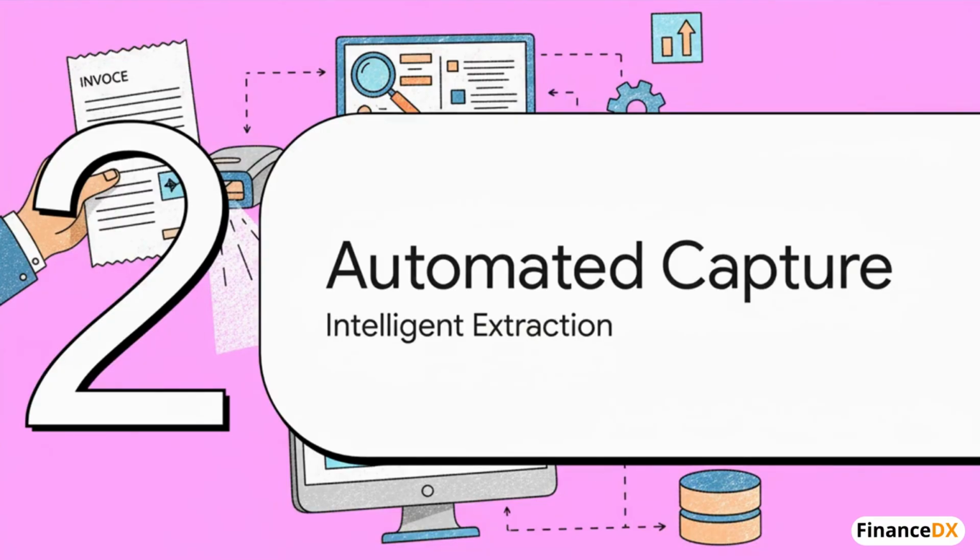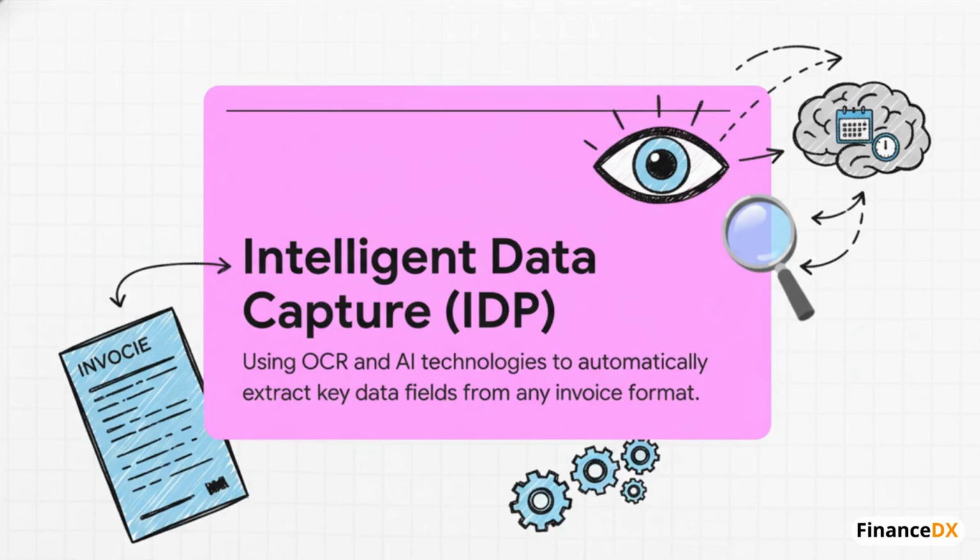Okay, so how do we escape all this chaos? Well, the journey to automation starts right at the very beginning, capturing the invoice. But here's the key. Instead of a person sitting there reading and typing, we're going to let technology do the heavy lifting and do it intelligently. The secret sauce here is something called Intelligent Data Capture, or IDP for short.